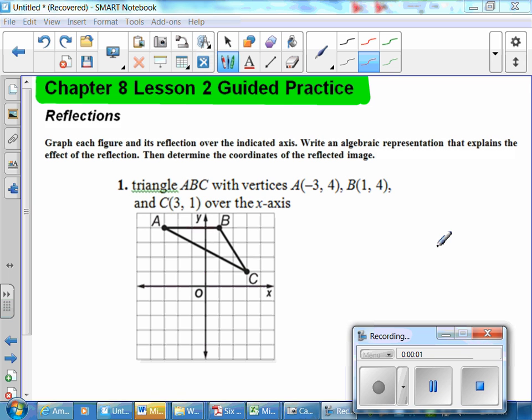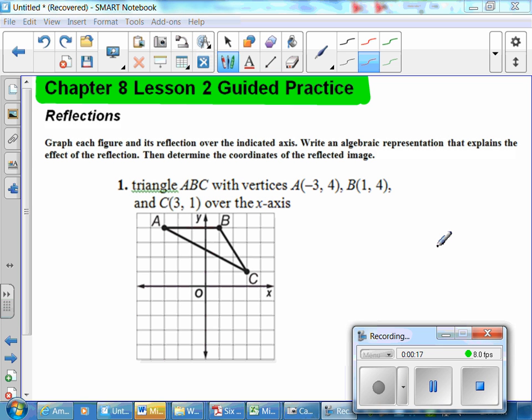Lesson 2, guided practice. This time we're doing reflections, which means to flip. It says graph each figure and its reflection over the indicated axis. Write an algebraic representation that explains the effect of the reflection. Then determine the coordinates of the reflected image. Let's go ahead and start at the A.